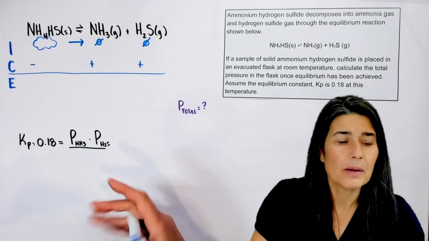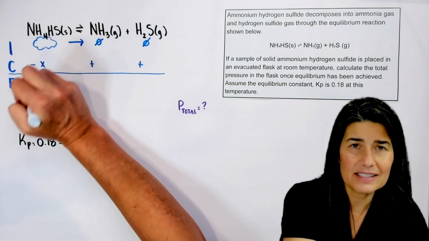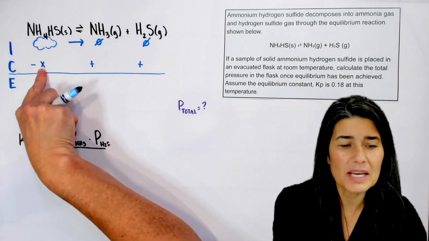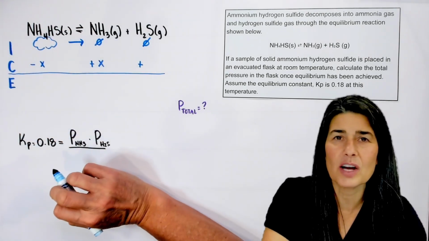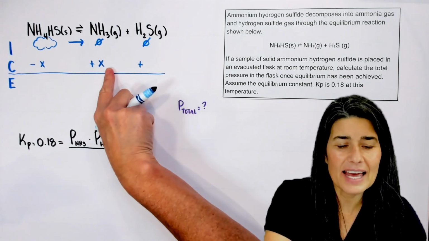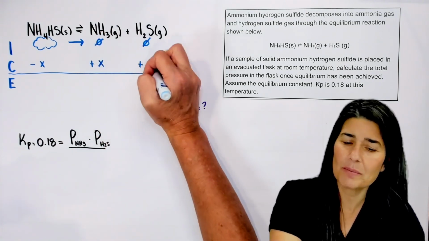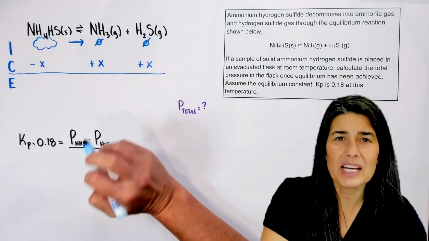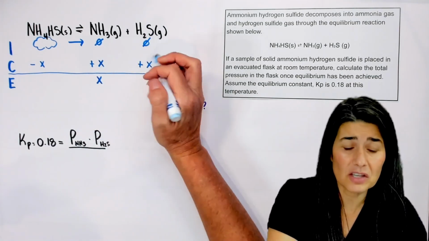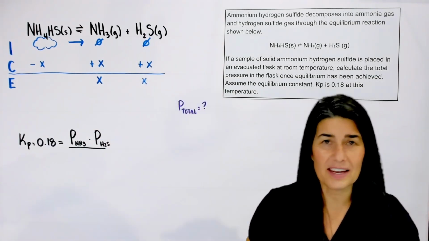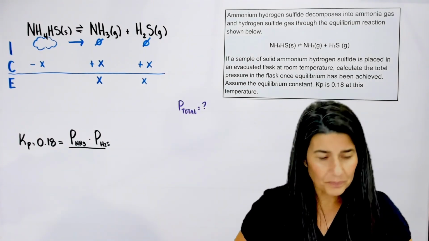How much? Well, let's call this one X. And if I take away X from here, it's a 1-to-1 ratio. So I'm going to add X over on the right. And if I add X here, it's a 1-to-1 ratio. I'm going to add X here. So at equilibrium, the ammonia is X and the hydrogen sulfide gas is also X.